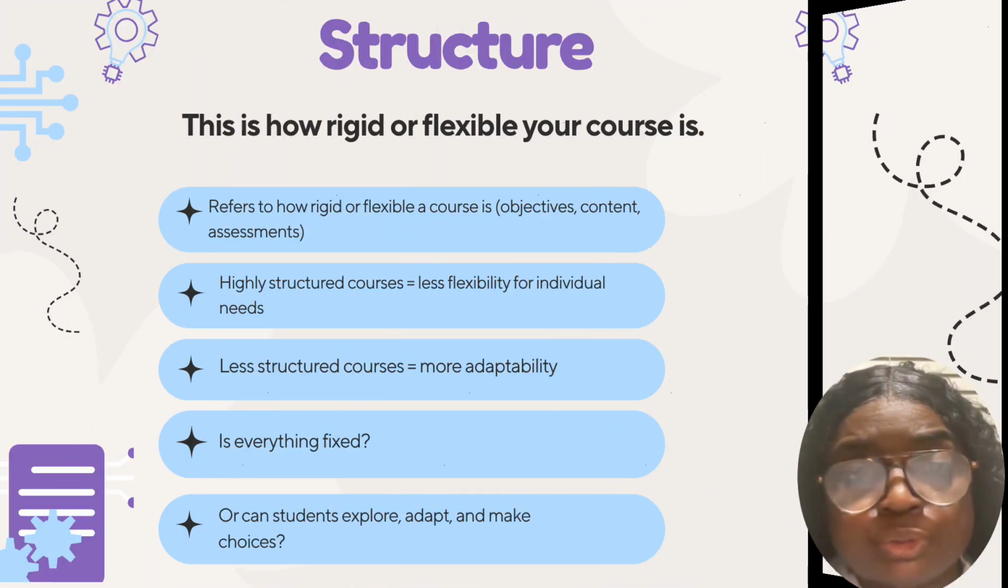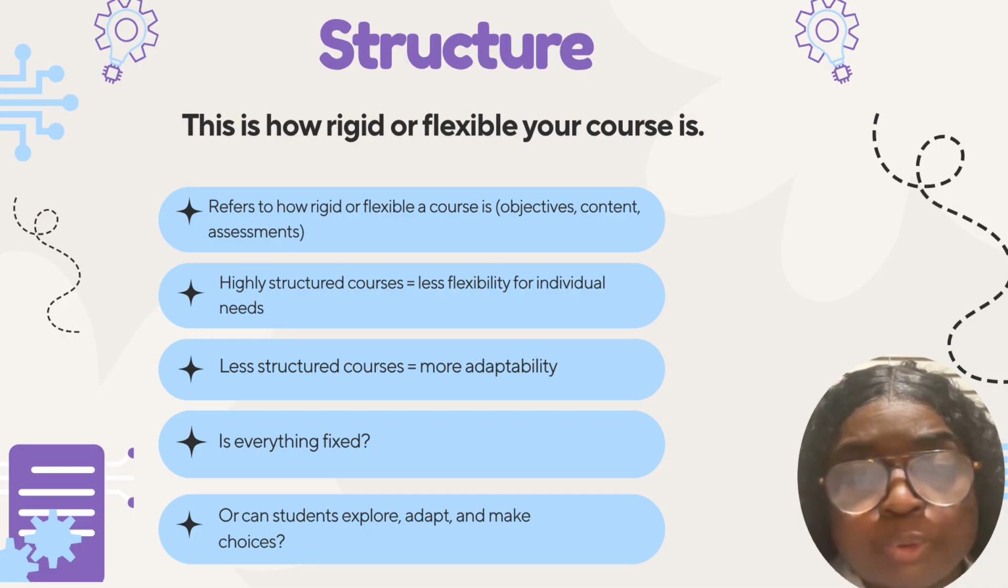Second is structure. This is how rigid or flexible your course is. Are there objectives, content, assessments? Highly structured courses mean less flexibility for individual needs. Less structured courses mean more adaptability. Is everything fixed, or can students explore, adapt, and make choices? More structure equals less flexibility. Less structure equals more personalization.